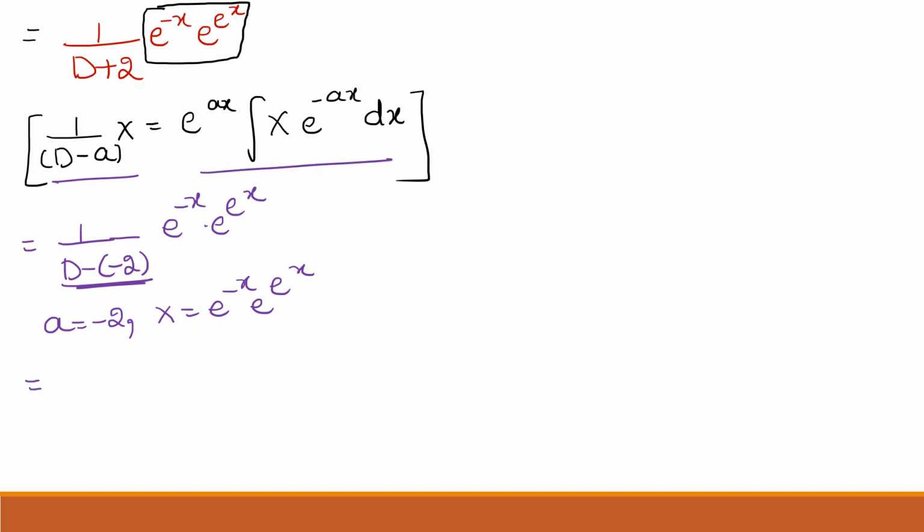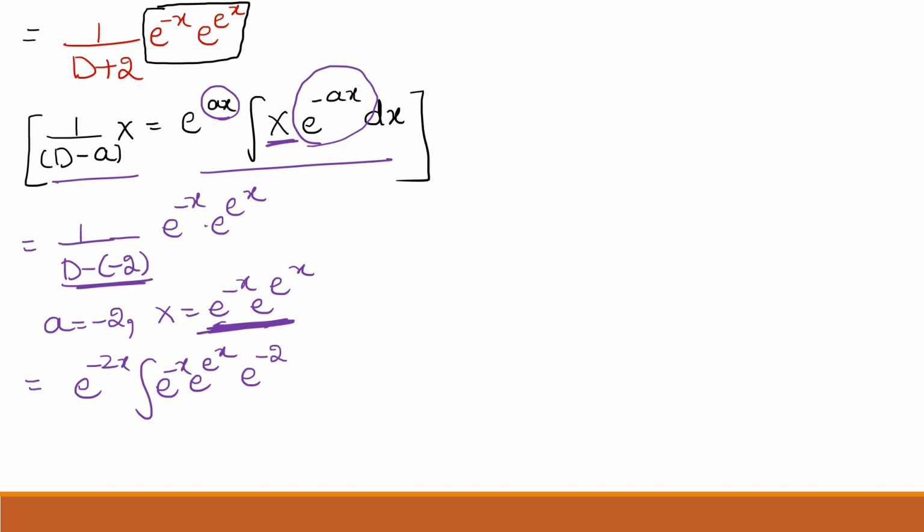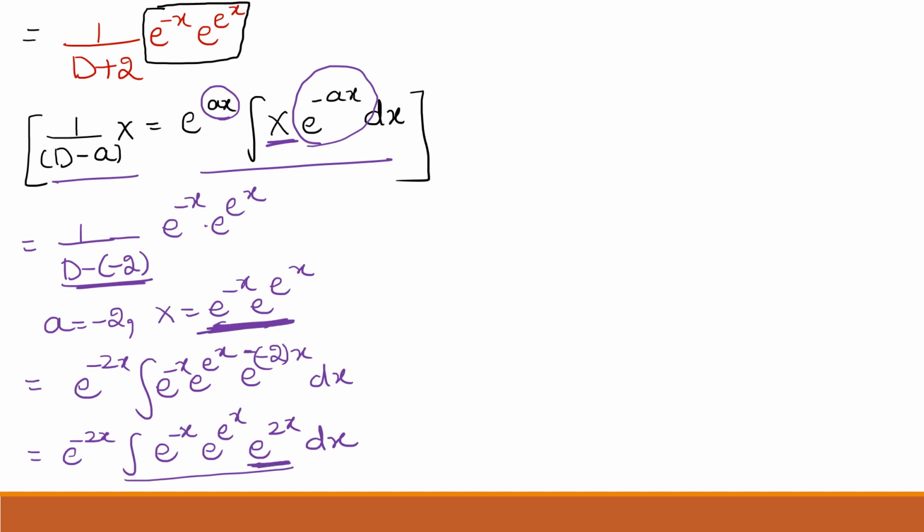So this will be equal to e power ax. What is a now? Minus 2. So e power minus 2x integration capital X. This capital X is e power minus x, e power x, and e power minus of ax. My a is minus 2, so minus of minus 2x dx. Now after simplification, we get this thing. Here we have e power 2x, here we have e power minus x. The base is the same, so the powers will be added. So what will we get? This will be equal to e power minus 2x as such.